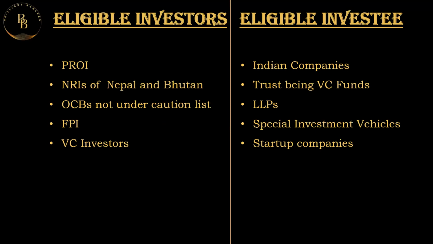So, who are all the eligible investors or the investees of foreign investment? That is, the persons who can invest and the places they can invest. That is, investors and investees. The investors are the PROIs, those who are non-resident entities, the NRIs, the overseas citizens of India, and foreign nationals. All are eligible for investing in FDI or FPI. They can also be venture capitalists or foreign institutional investors.